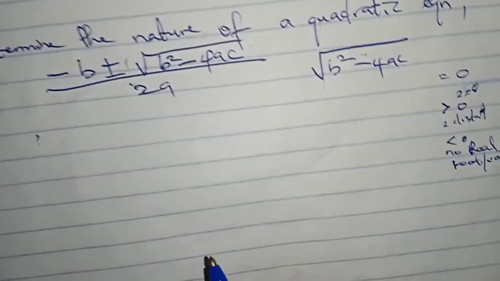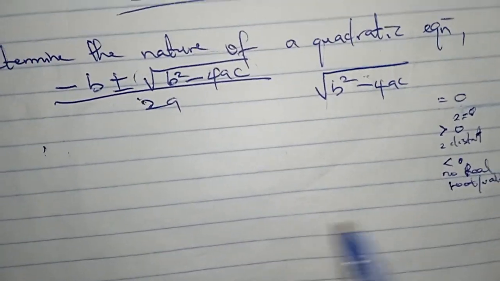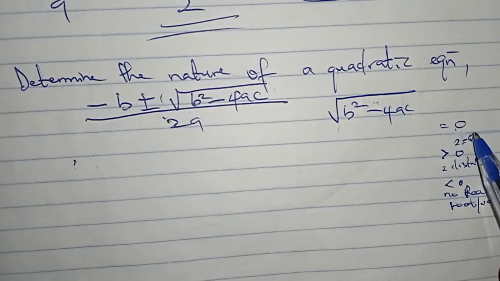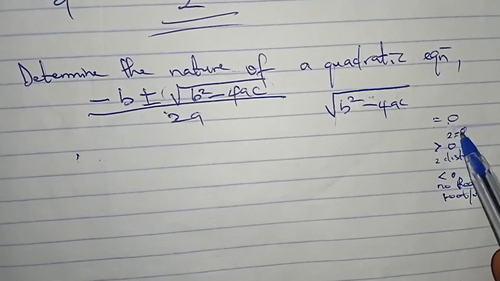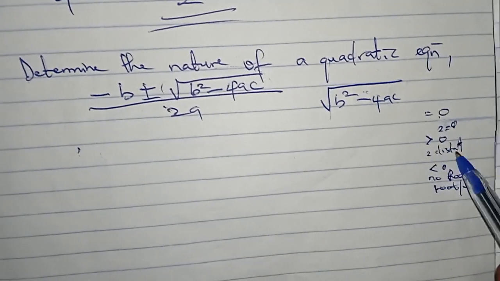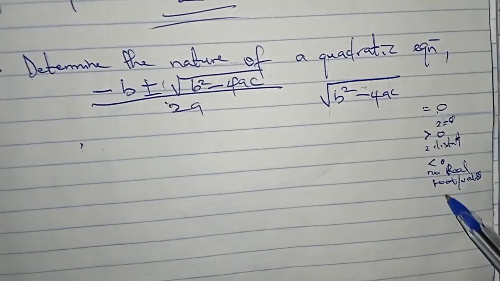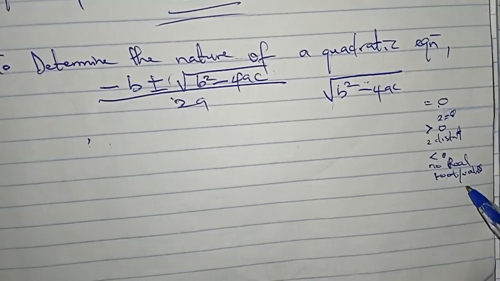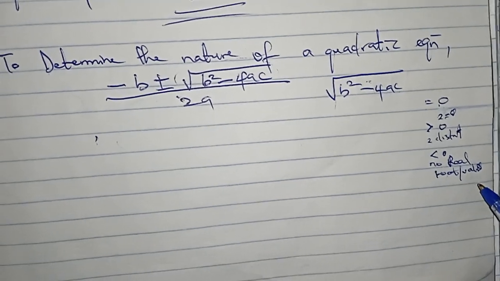Okay, let's check what we mean. Let's check and see what I mean. I said if it's equal to 0, you have equal roots, or you say equal values. If it's greater than 0, you have two distinct roots or two distinct values. Then if it's less than 0, you have no real values or no real roots.